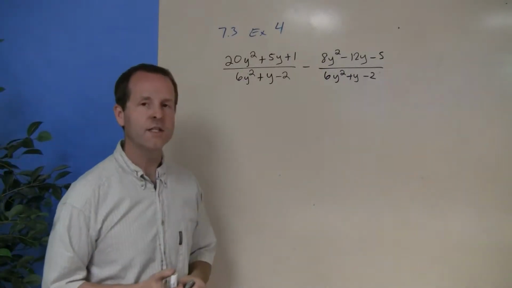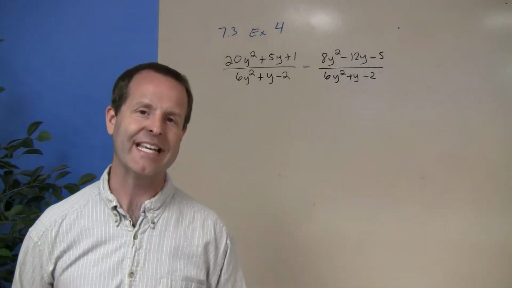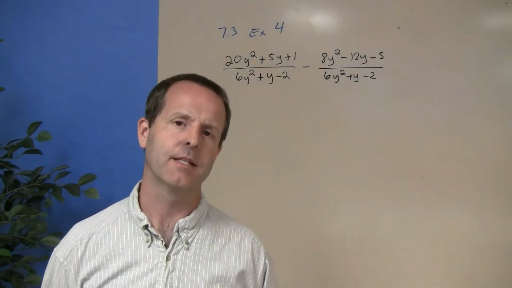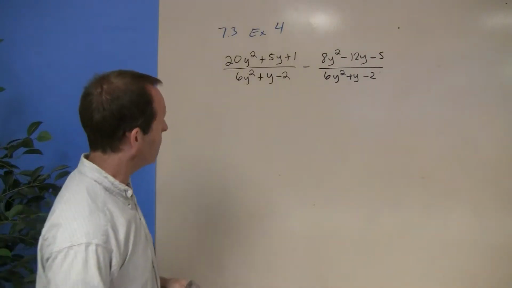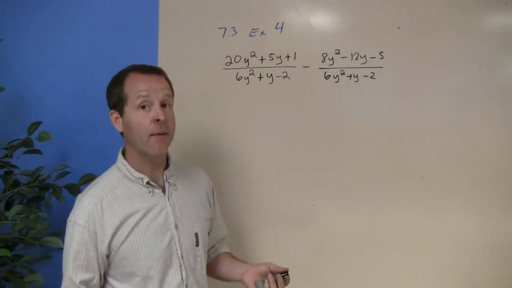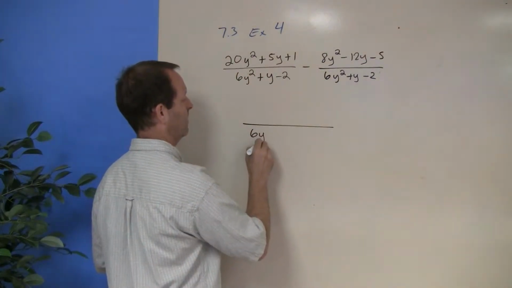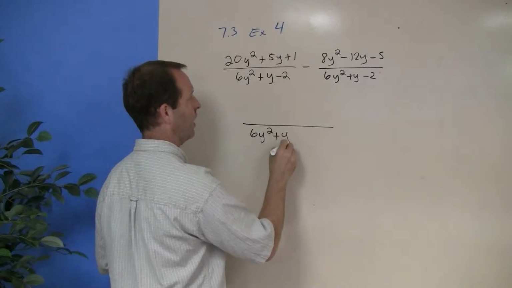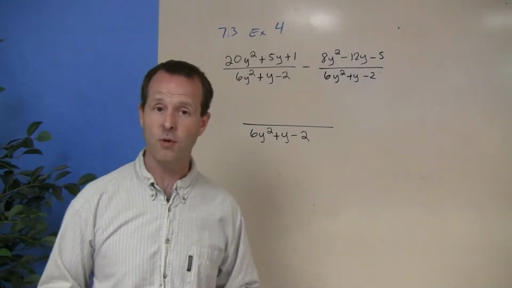All right, I want you to take a moment and look at this problem. This one idea in this problem does trip up a lot of students over time, and it's when we're subtracting. First of all, we have common denominators, so we just leave the denominators the same: 6y squared plus y minus 2. When we're subtracting, we subtract the numerators.